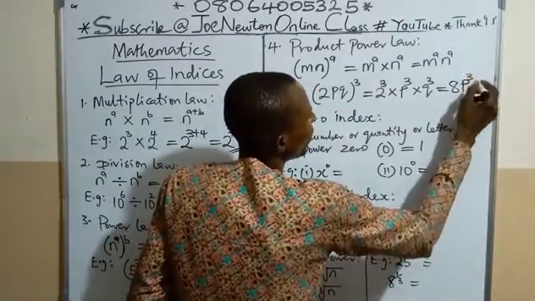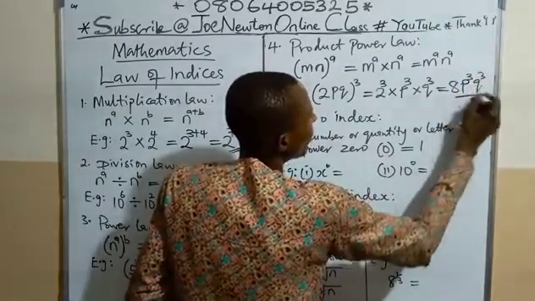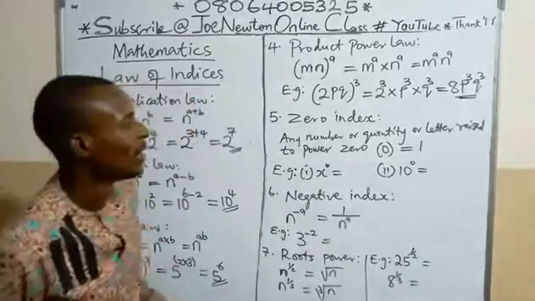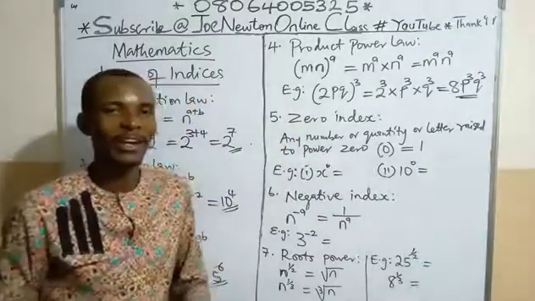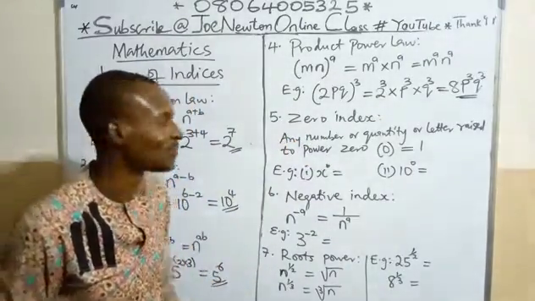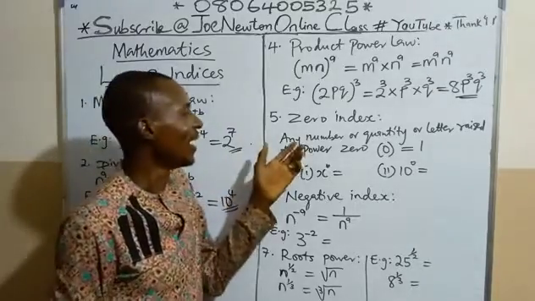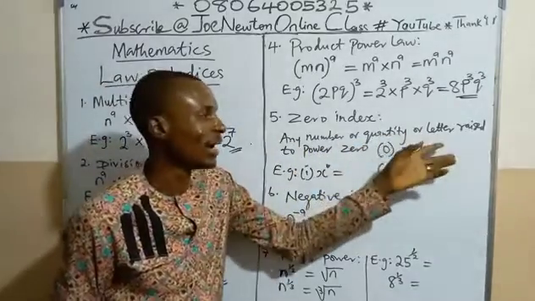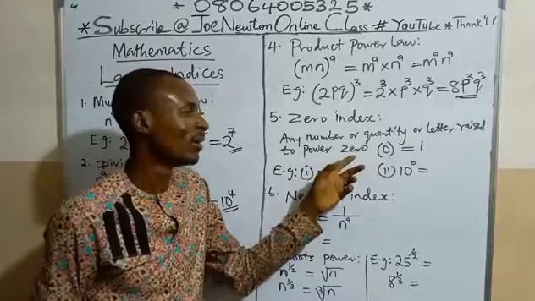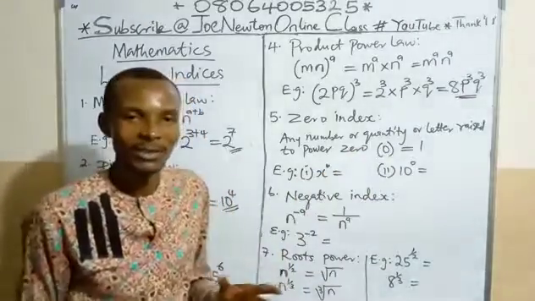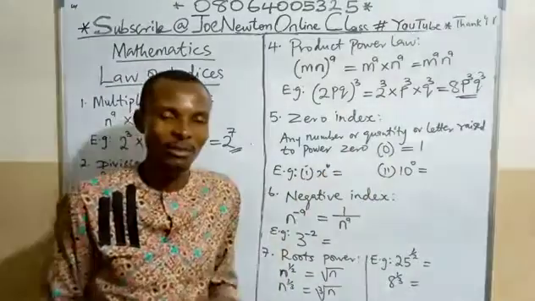8p power 3 q power 3. Answer. Simple. Then let's go to zero index. This one is wonderful. Any number or quantity or letter raised to power 0 is equivalent to what? 1. Whether in dream or in physical, anything.